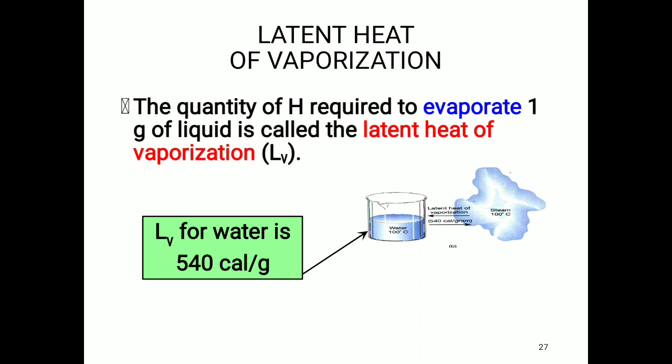For water, latent heat of vaporization means that to convert 1 gram of water into vapor, you have to give 540 calorie of energy. So latent heat of vaporization for water is 540 calorie per gram.